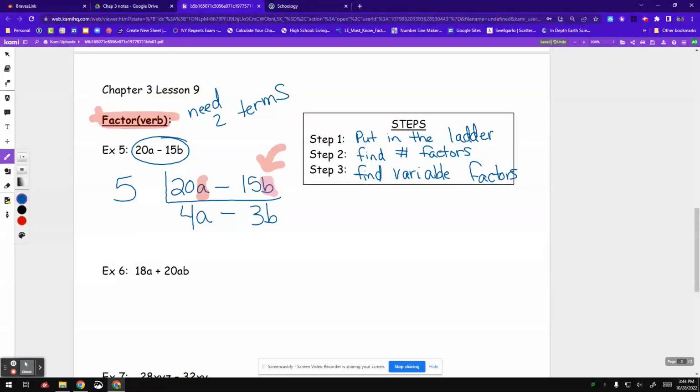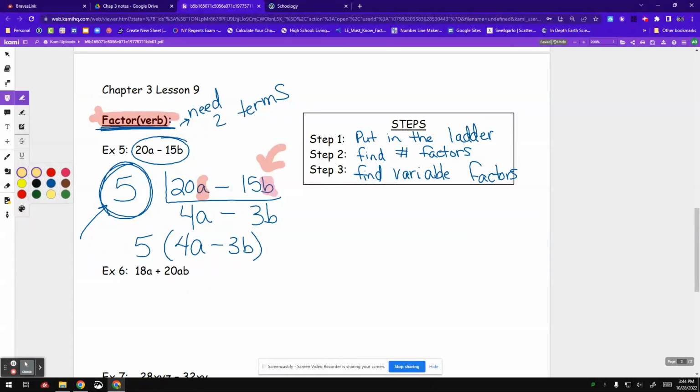You know your GCF is on the side, but this isn't saying to find the GCF. This is saying factor the expression, which means I need 2 terms. So this term on the outside right here goes in front of the parentheses, and the expression on the bottom goes inside the parentheses. These are the factors.